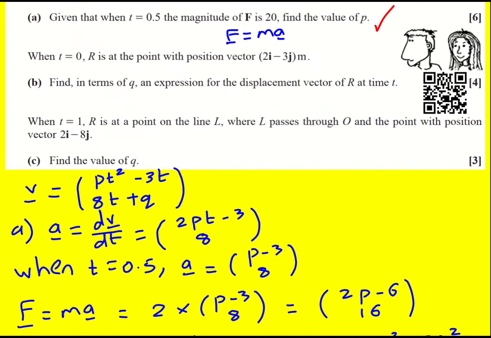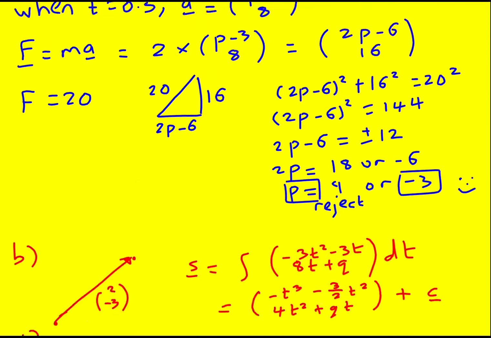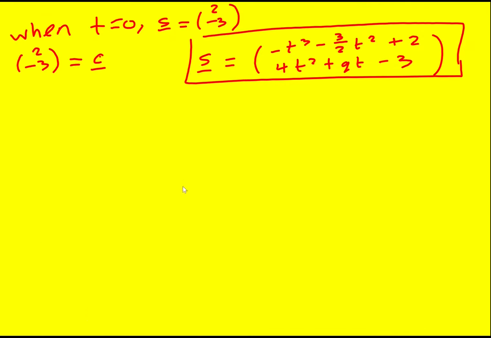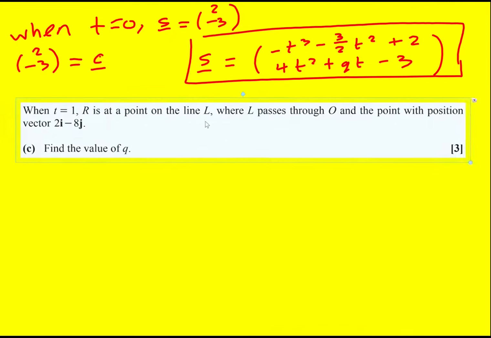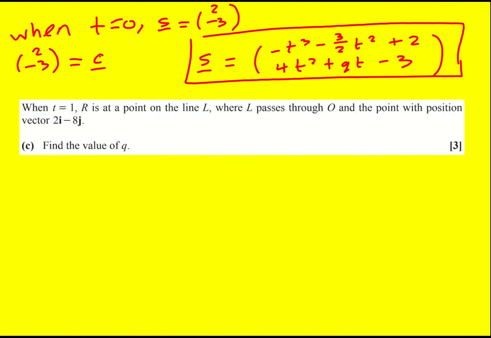Now for the final part, we're told when t is 1, r is at a point on the line L, where L passes through O and the point with position vector 2, minus 8. Find the value of q. I had to reread this a few times, just to get my head around what it was actually saying.